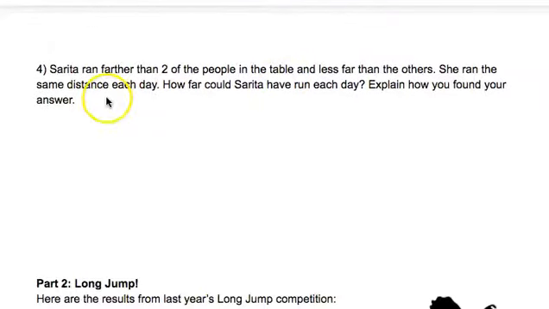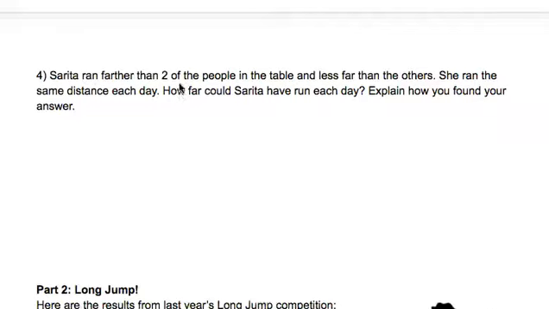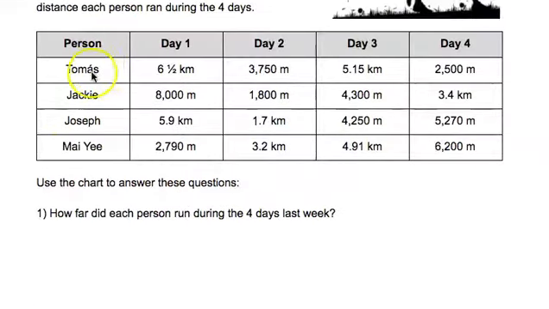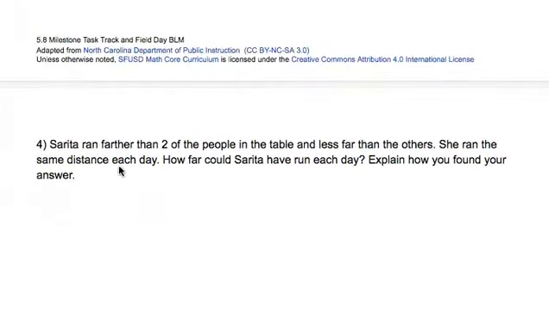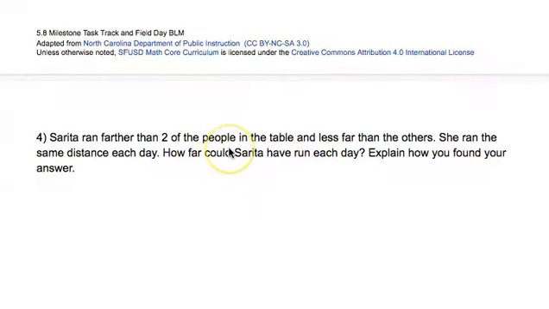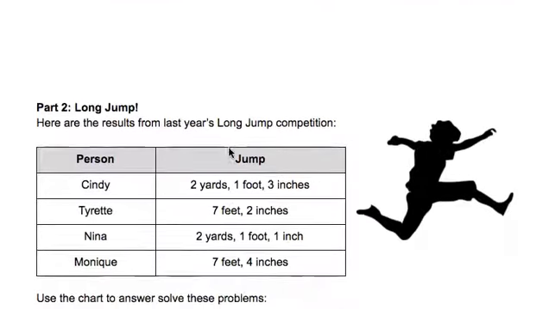Then it says Sarita ran farther than 2 of the people in the table and less far than the others. She ran the same distance each day. So now we're introducing a new person. So pretend that there's another person on this chart. How far could Sarita have run each day, and explain how you got that answer.